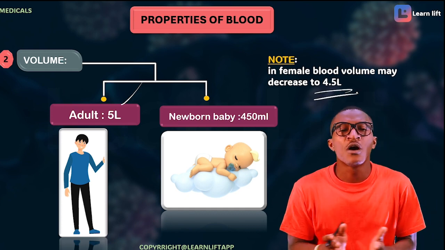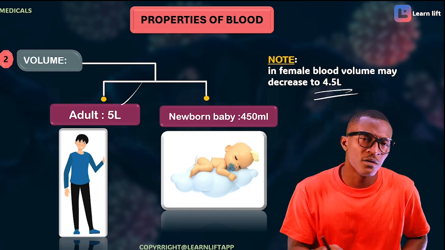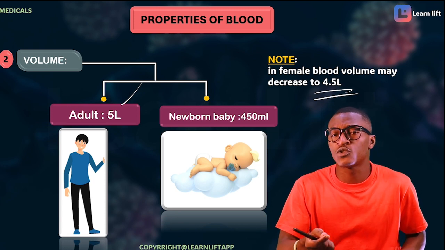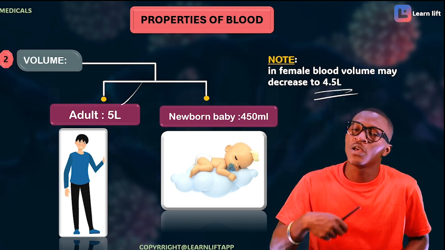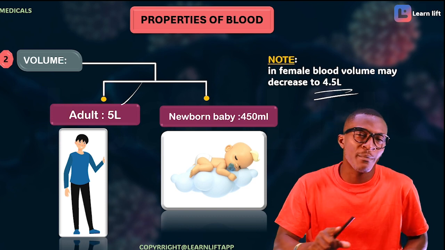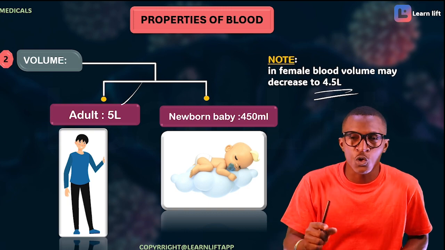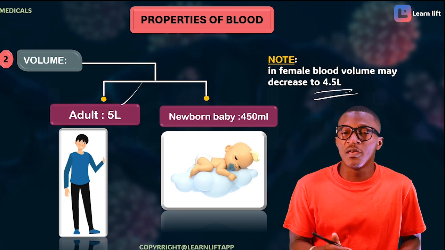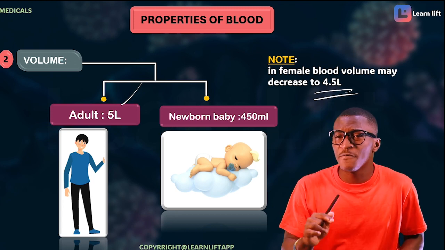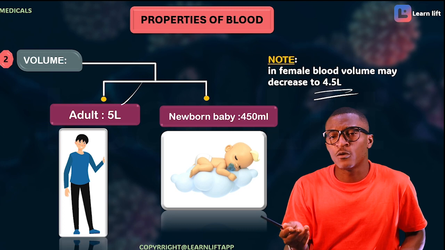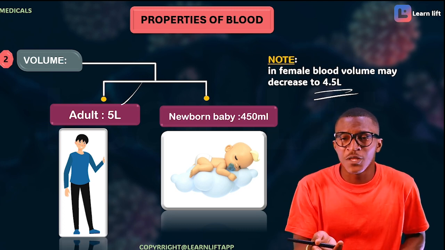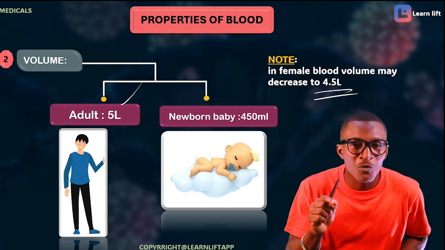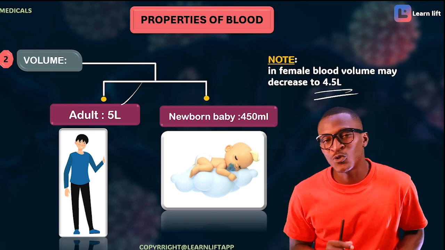The reason is the constant flow of blood every month, the constant release of blood, which is your menstrual cycle. We're going to talk about that in embryology, but here we are focused on the physiology of blood. So take note: adult 5 liters, newborn baby 450 milliliters, while in females there is fluctuation to 4.5 liters. Women release this blood every month.